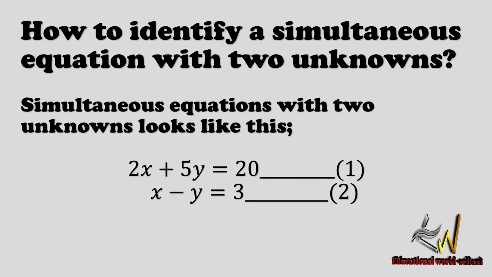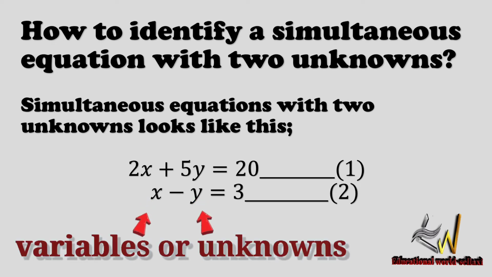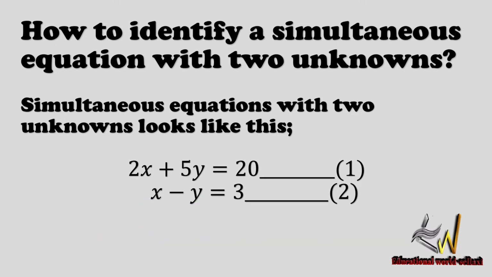Simultaneous equations with two unknowns look like this. 2x plus 5y is equal to 20, that's equation 1. x minus y is equal to 3, that's equation 2. So they appear like this. They have two unknowns or variables.